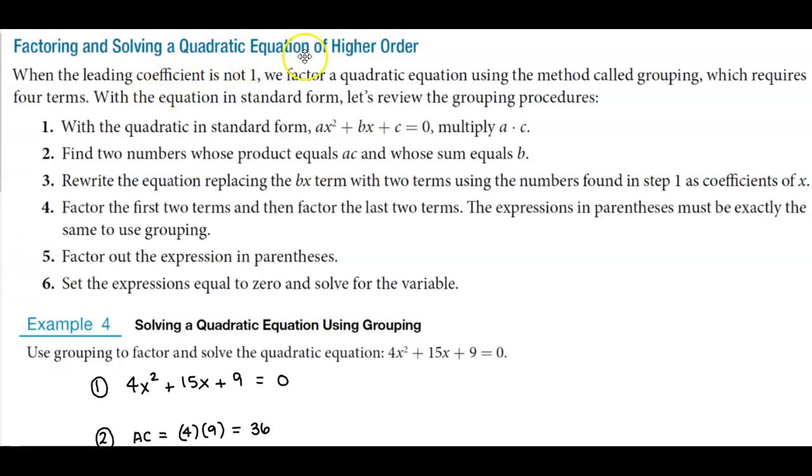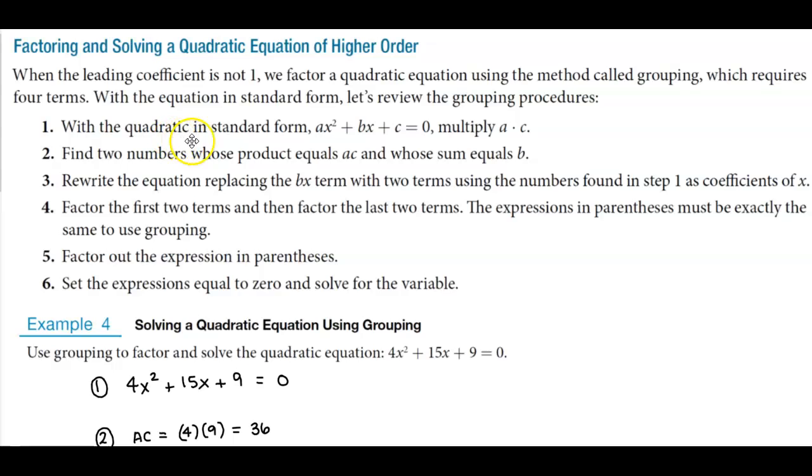Factoring and solving a quadratic equation of higher order. When the leading coefficient is not 1, we factor a quadratic equation using a method called grouping, which requires 4 terms. With the equation in standard form, let's review the grouping procedures. Now remember, we also call it the AC method.